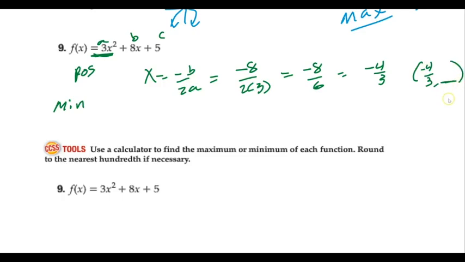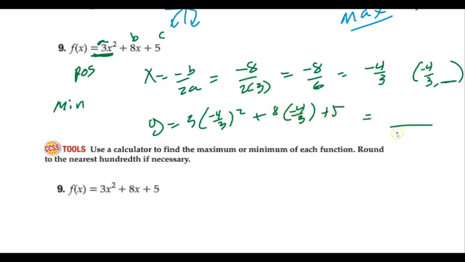I want the actual max. I need the y value. Plug that in. It's going to be y equals 3 times (-4/3) squared plus 8 times -4/3 plus 5. Get all that, and that is your max.